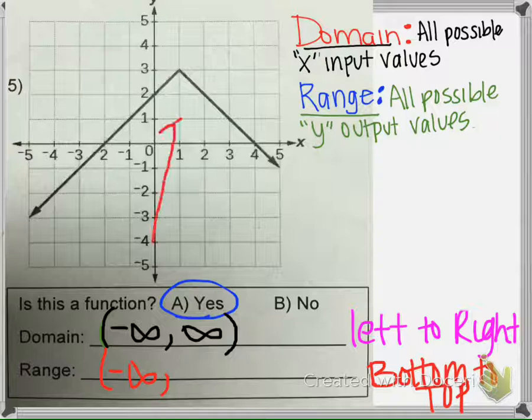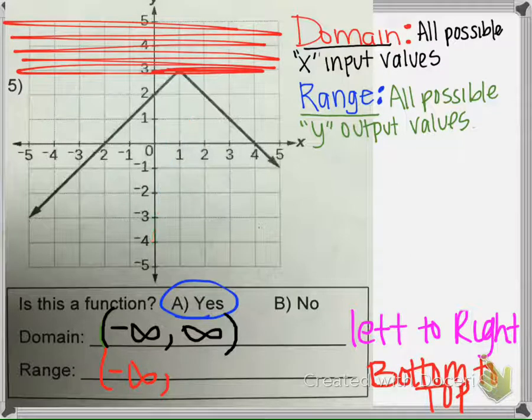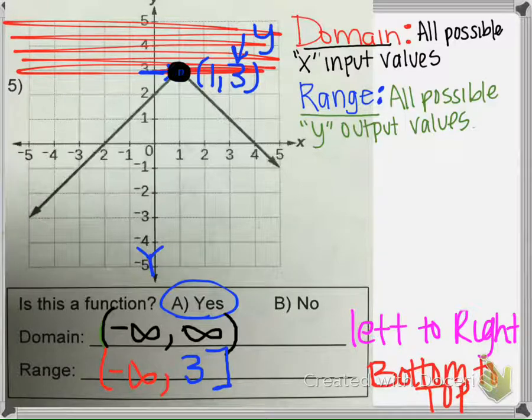And then as you look up on the graph, it stops right here. It doesn't ever go into this red area over here. So that means if this is the y-axis right here, the highest y value is here. And that y value of that point, that output value, is 3. So we're going to put a 3 and then we're going to put a bracket. The reason why we're putting a bracket is because there is a solid point right there. There is no open circle at 3. So that is our range.